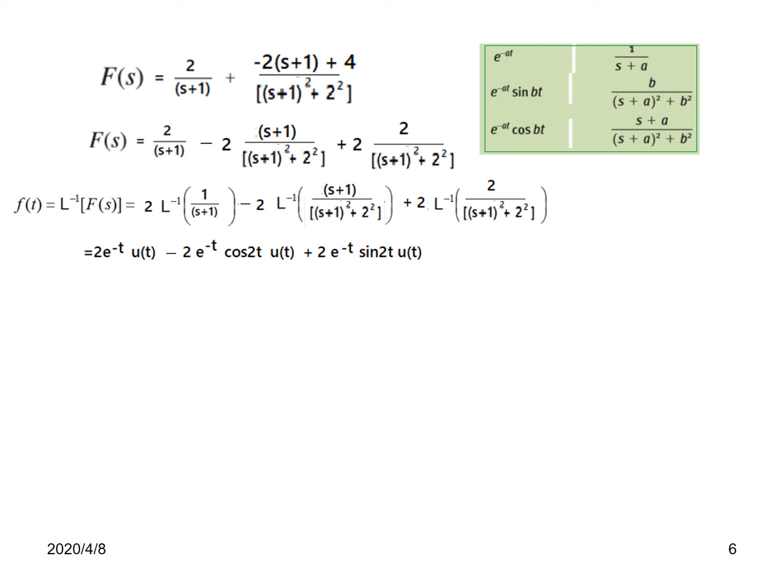1 over s plus a is e^(-at), and we write u(t) with all the terms that we get because we are doing the unilateral Laplace transform. So we write u(t). Similarly, the second term, 2 is here, and then e^(-t) cos 2t from here. And the third term, 2 e^(-t) sin 2t u(t).